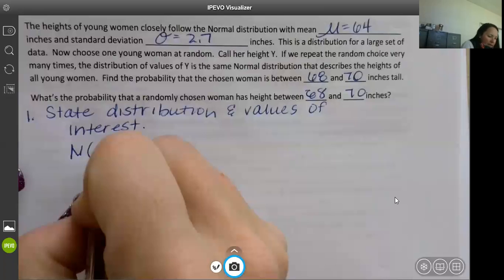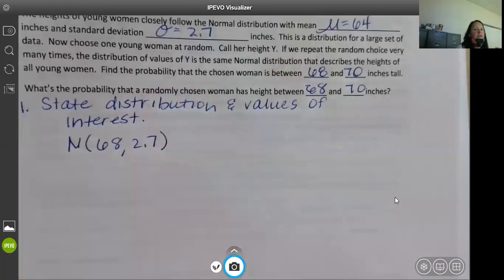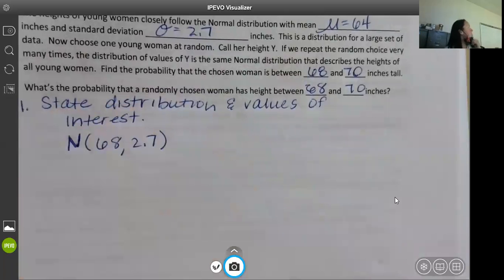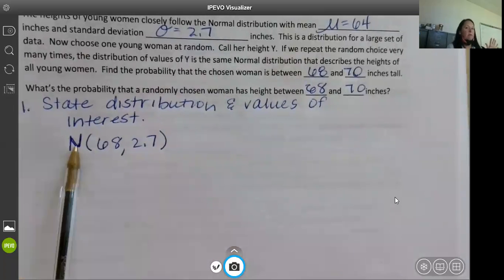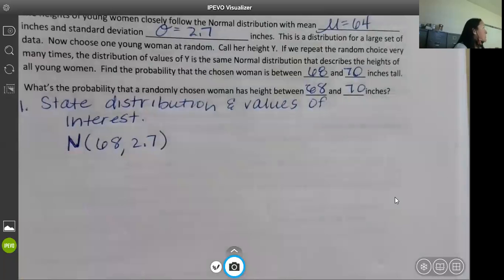So why did I write it like this? What does that tell you when you get something like this? What's the N tell you? Just the N. What's this represent? Anybody? Guys. We're going to be in trouble. This is why we're reviewing. This is why this problem's going to take a little bit longer. What's it say right here?